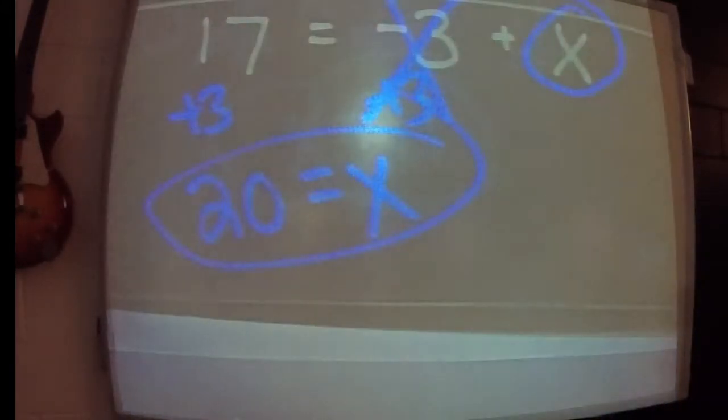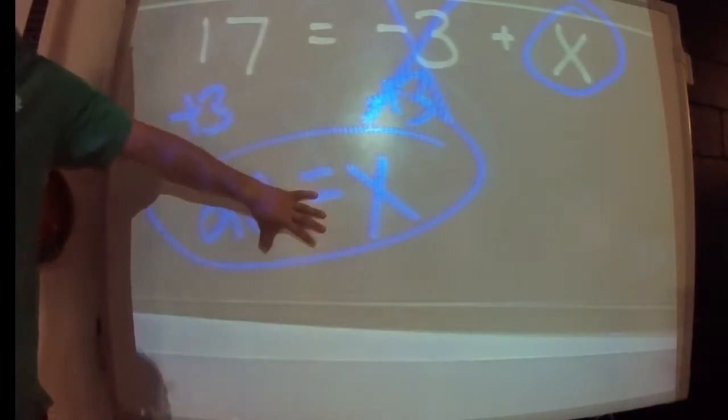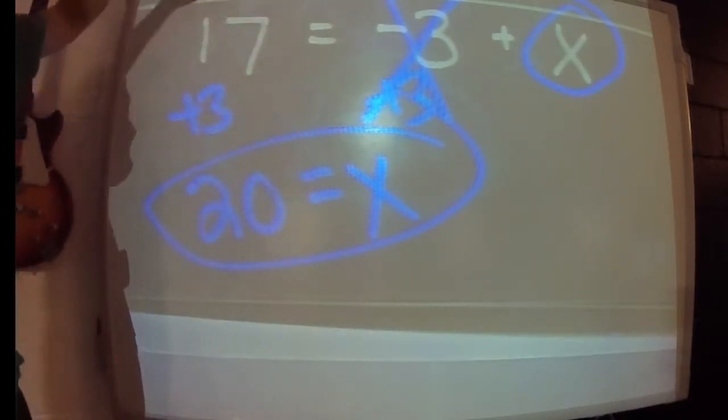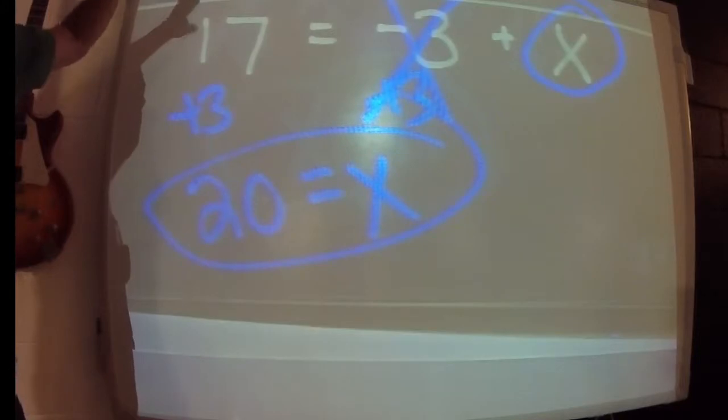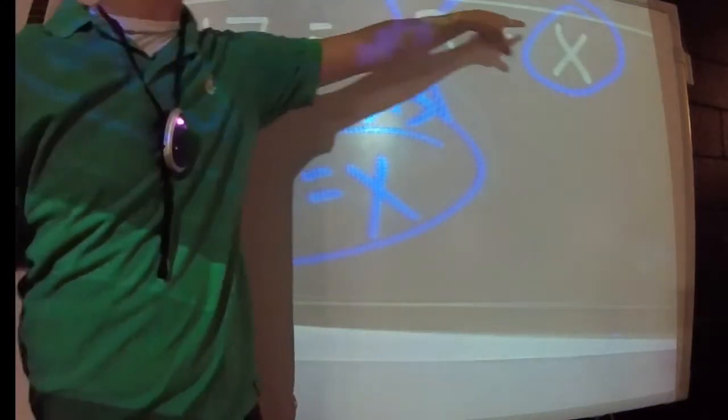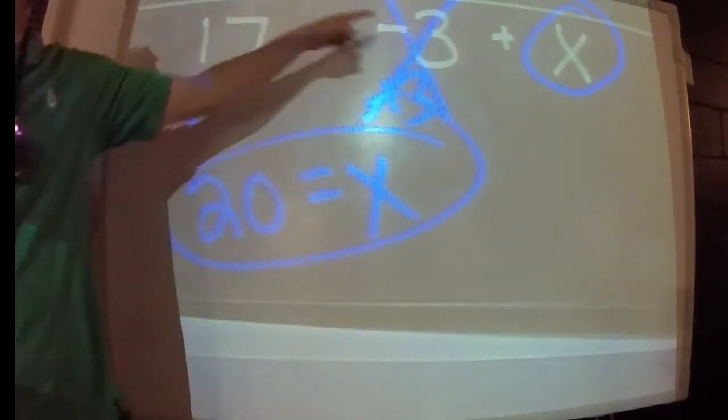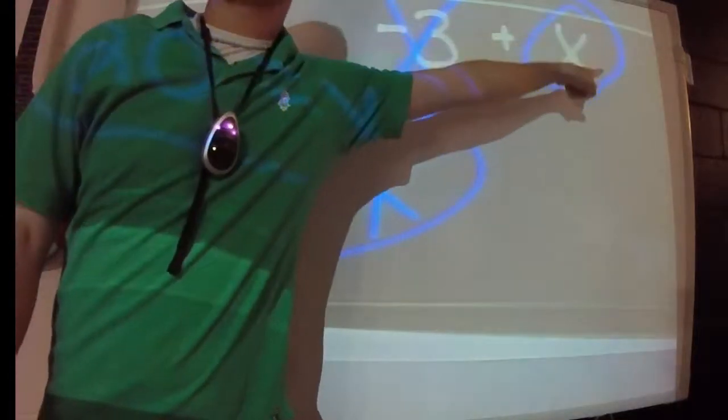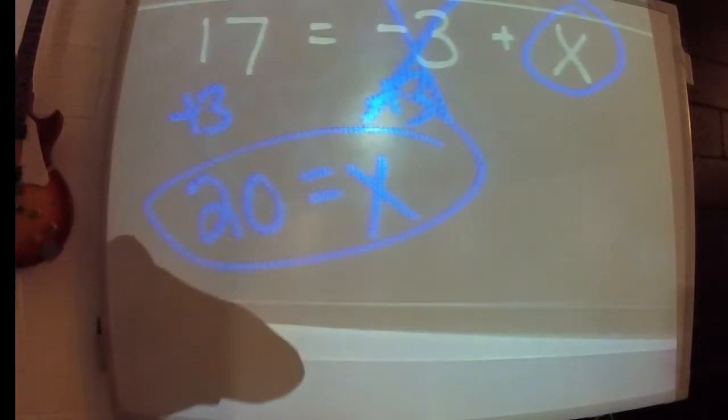What that really means is the answer is 20. That means the number that x is supposed to be is 20. That means if you looked at the original equation, 17 equals negative 3 plus what? 17 equals negative 3 plus 20. And that is it for equations.